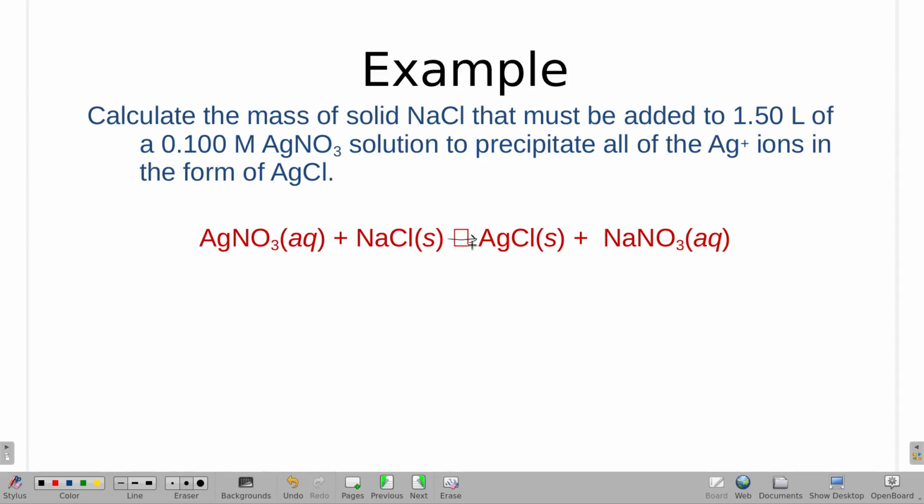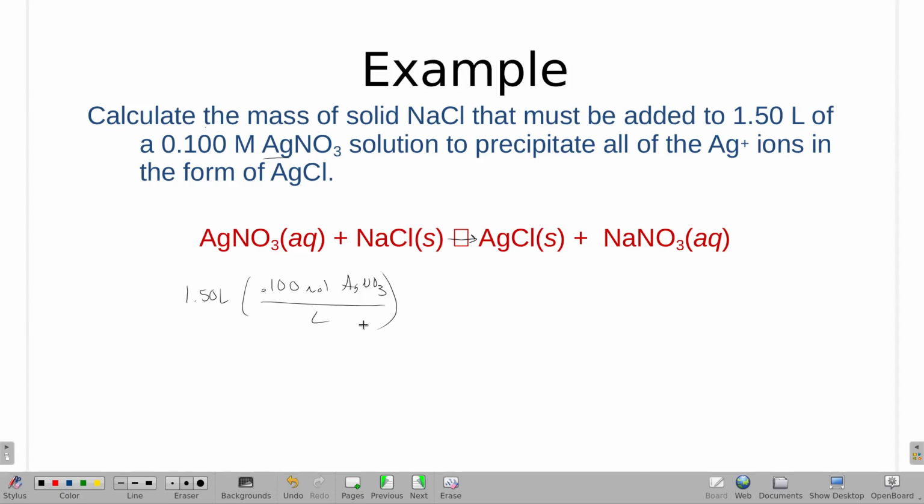That's okay though. Alright, so we want to calculate the mass of solid NaCl that must be added to 1.5 liters of 0.1 molar silver nitrate in order to precipitate every bit of the silver ions. Alright, so we're mixing these two together, we want to know how many moles of silver we're dealing with. So the very first thing I'm going to do is take that 1.5 liters of the 0.1 molar, and I'm going to rewrite this as moles of AgNO3 per liter.